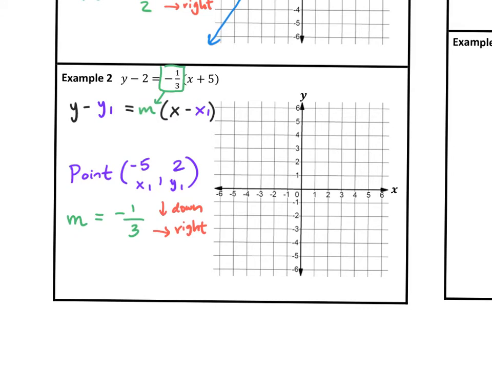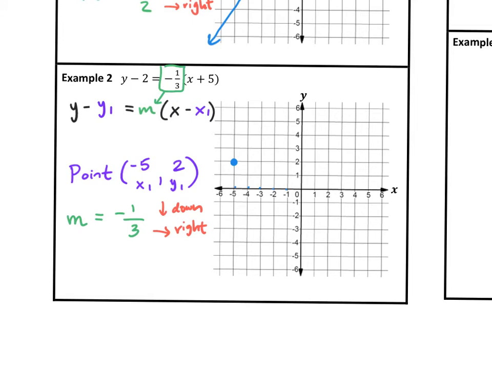So let's graph it. And again, I like to use blue. First, we're going to graph the point, the purple one. So -5, 2 is going to be 1, 2, 3, 4, 5, and then up 2. So it's going to be right here. Right here, right? Because I'm going to go 1, 2, 3, 4, 5, 1, 2.